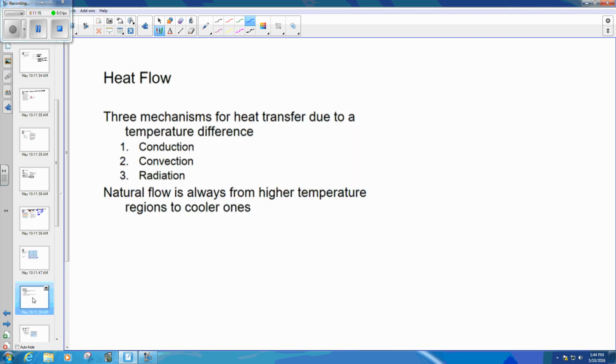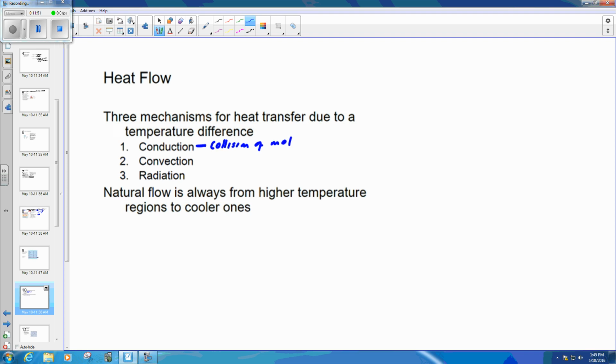So we have already stated that heat is a form of energy that occurs whenever there is a temperature difference. This can occur in 3 ways. The first that is shown here is conduction. Conduction involves the transfer of heat through the collision of molecules. So this is collisions of molecules.